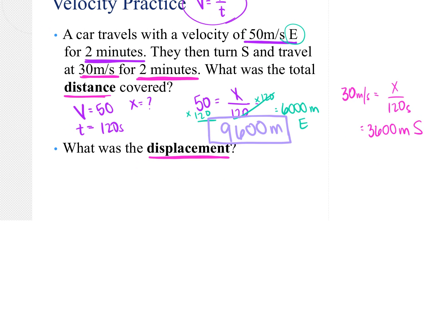Okay, but now it asks me for my displacement. So how can I find displacement? I'm going to use my Pythagorean theorem or my vector addition. So I'm going to go east, 6,000, and then I'm going to go south, 3,600. And now I can find my displacement. I'm going to have to include both the magnitude and the direction, or the hypotenuse and the angle.